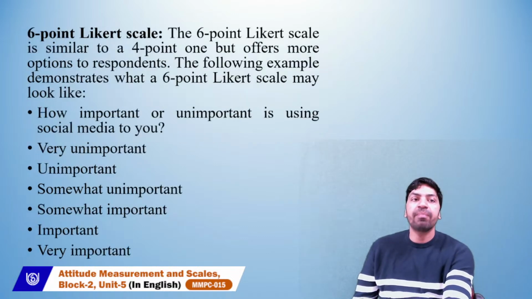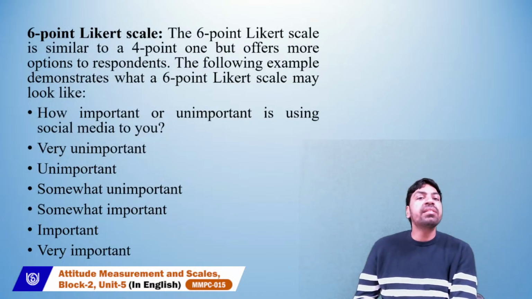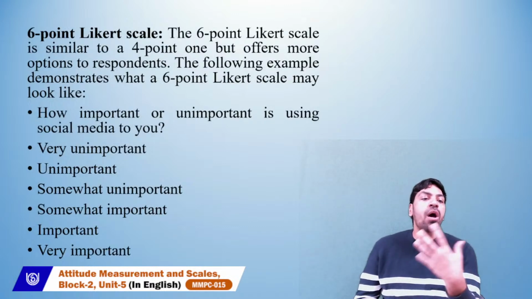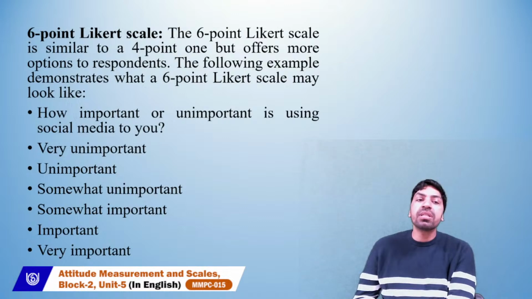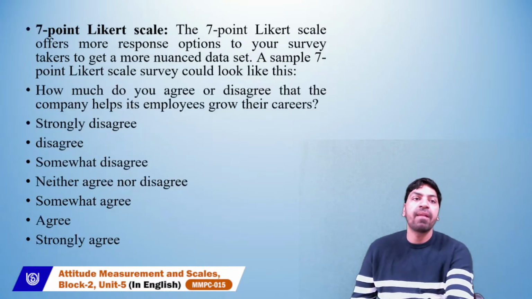Next one is the 6-point Likert scale, where 6 response options are available. How important or unimportant is using social media to you? Very unimportant, unimportant, somewhat important, important, and very important. This is called a 6-point Likert scale.